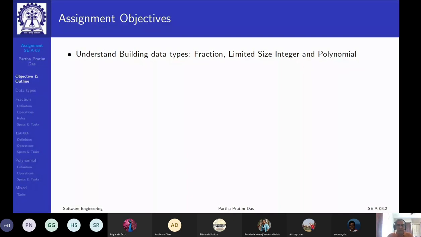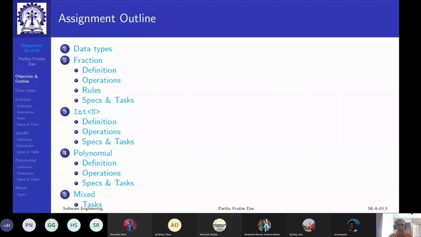So the first of that is to put together all your learning to building three data types, of which fraction you may have seen in parts and bits and pieces through the examples that are already discussed. I'm not sure. Then we'll have a limited size integer to implement and a polynomial to implement. Right? So this is more or less the outline of the assignment.